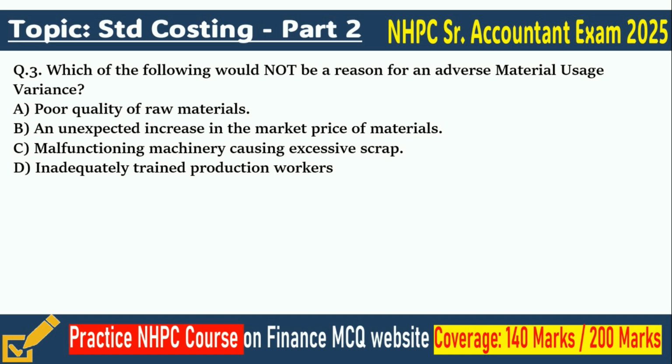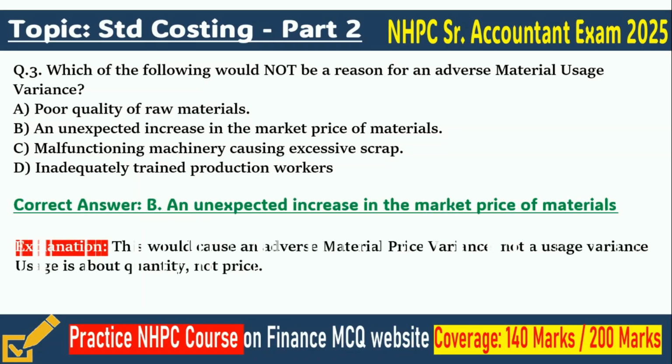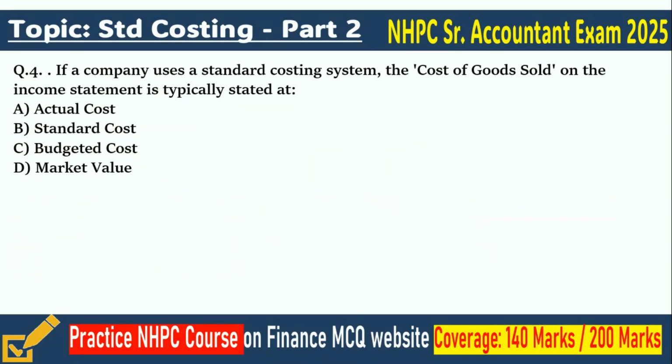So friends, read the question carefully. It is asking which of the following would not be a reason. So the correct answer will be option B, an unexpected increase in the market price of materials. So friends, this would cause an adverse material price variance, not a usage variance. So friends, usage is about quantity, not price. Moving on. Friends, next question.